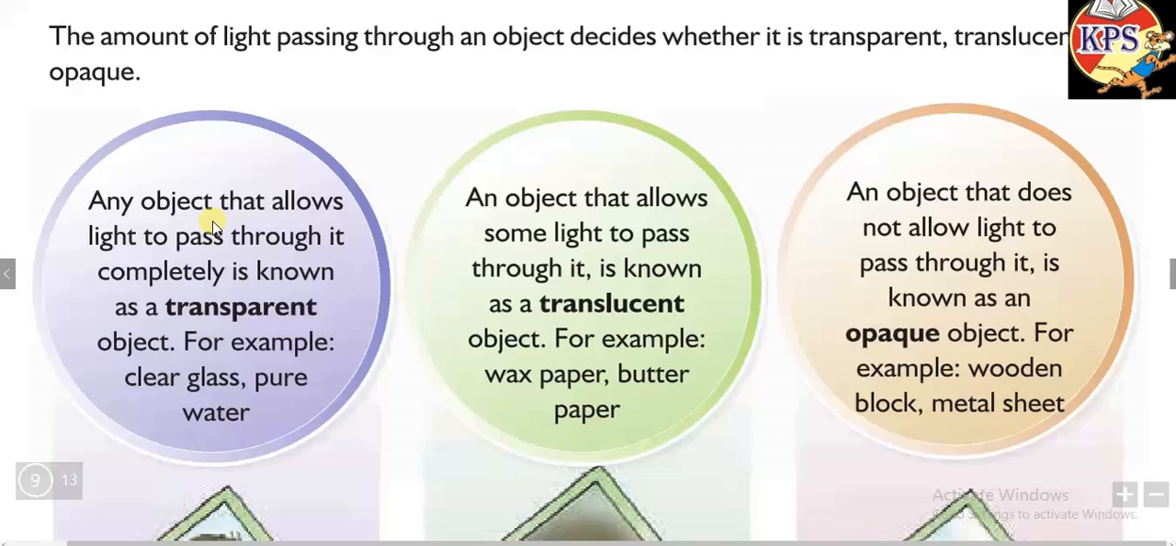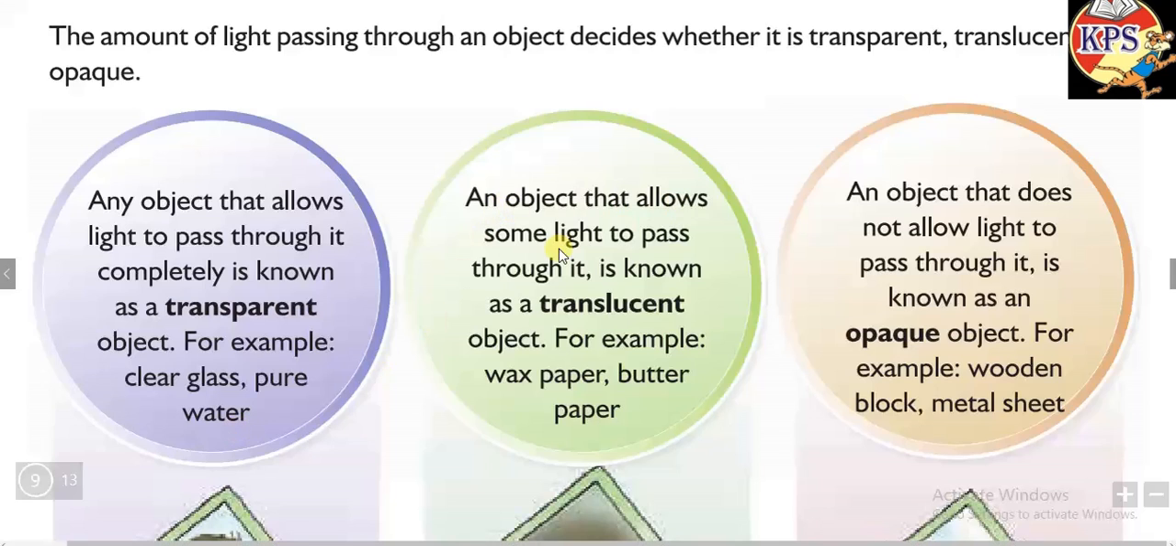First we are going to read about transparent. Any object that allows light to pass through it completely is known as a transparent object. For example, clear glass or pure water. Pure water is clear, so light can easily pass through pure water.